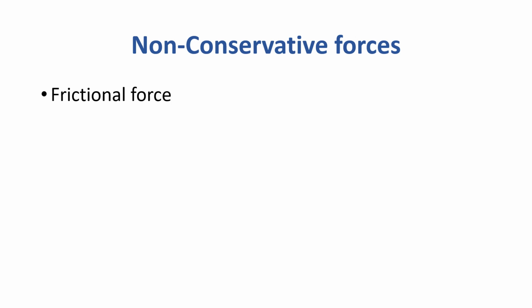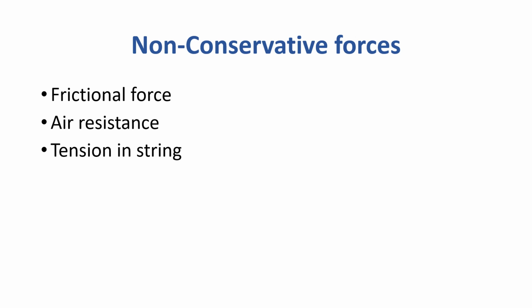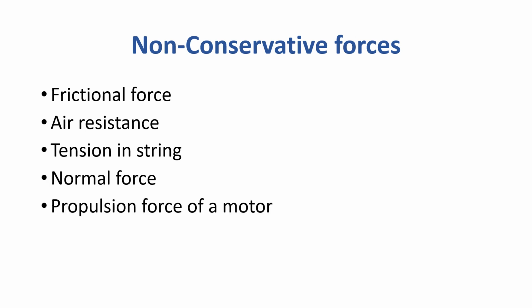इसके अंदर हम exactly opposite कर लेते हैं यानी इसमें दो properties hold नहीं करती. इसके examples हैं frictional force, air resistance, tension in a string, normal force, propulsion force of a motor, and propulsion force of a rocket. यानी इन तमाम forces के अंदर work done is not independent of the path followed. It certainly depends upon which path is followed.